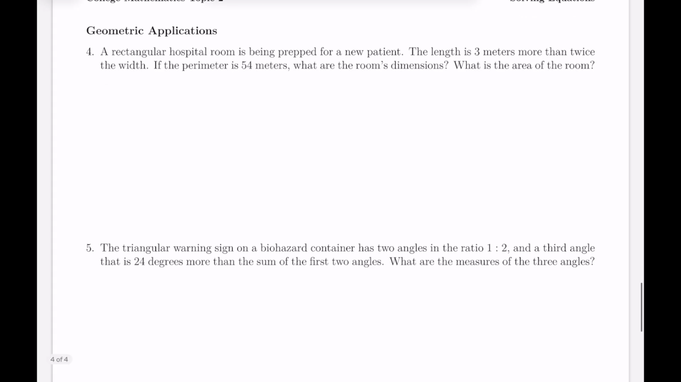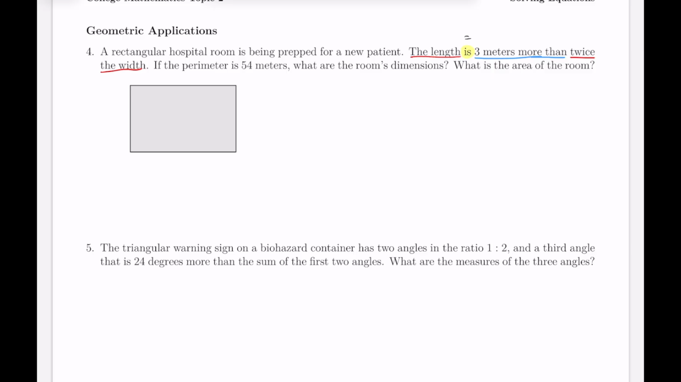All right, just a couple more. A rectangular hospital room is being prepped for a new patient. Ooh, I like to draw a picture for that. So let's do this. There we go. The length is 3 meters more. Ooh, here we go. Let's identify this. So the length, and then I see this marker is, that's my equal sign, right? 3 meters more than twice the width. Okay, so 3 meters more than twice the width.